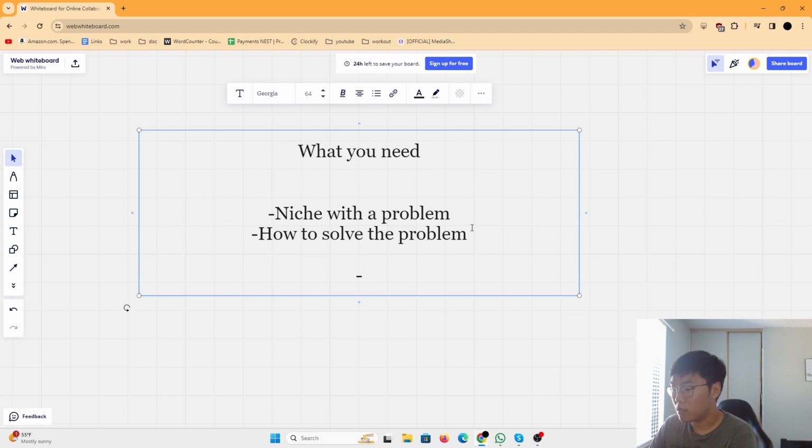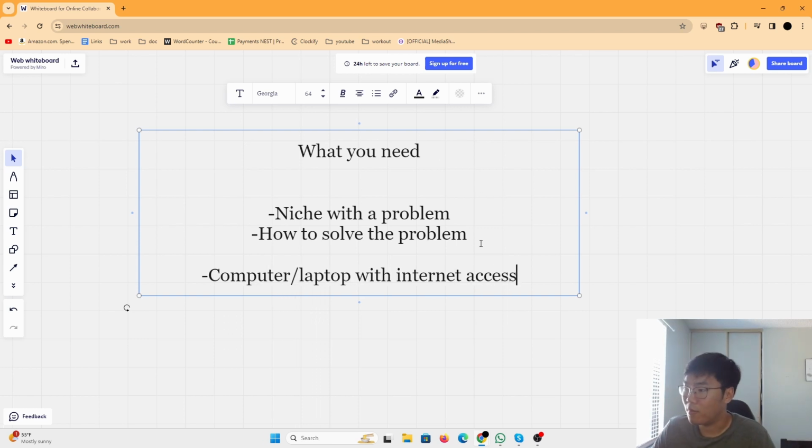Another thing you need is a computer or a laptop with internet access. So just a computer or laptop with internet, so you can access Upwork or whatever tool you're using. But you need a computer, you need internet. I'm just going to put that in there.